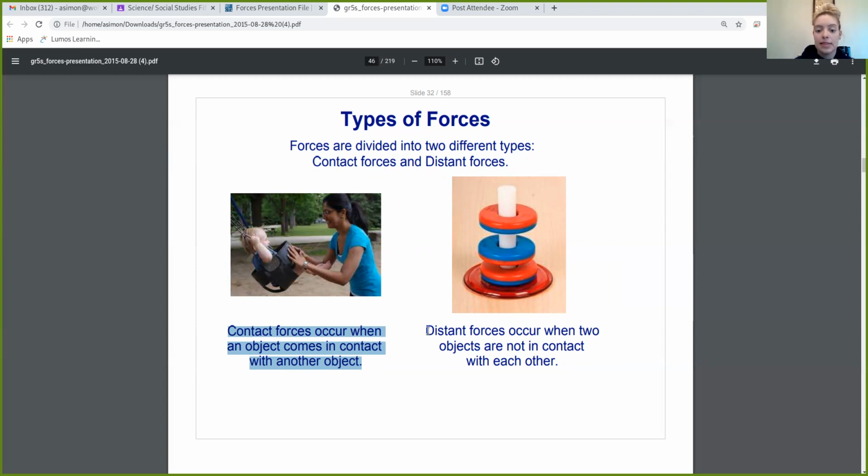Now the opposite, distant forces occur when two objects are not in contact with each other. So we look at these magnets here, we can see that they're not touching. So we call this a distant force because the two objects are not touching each other. So again, our two types of forces are contact forces and distant forces. Contact, they have to touch. Distance, they're not touching.